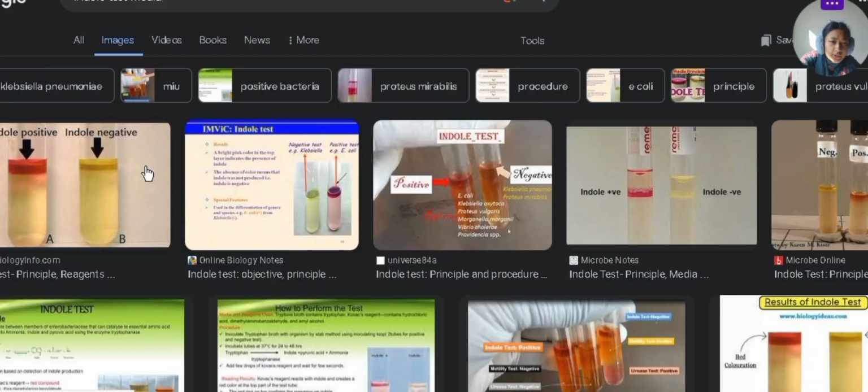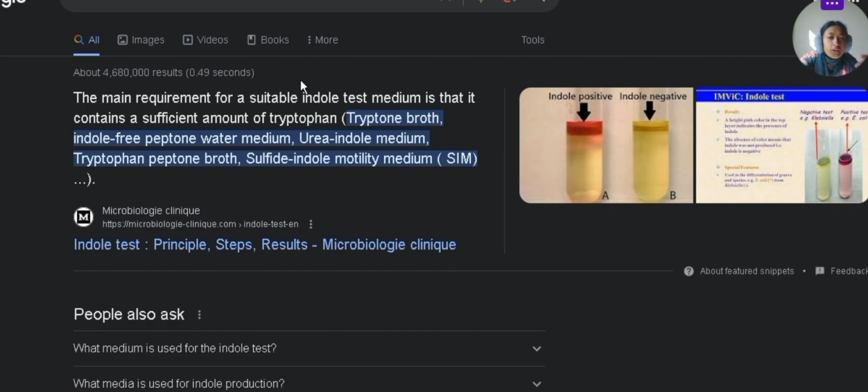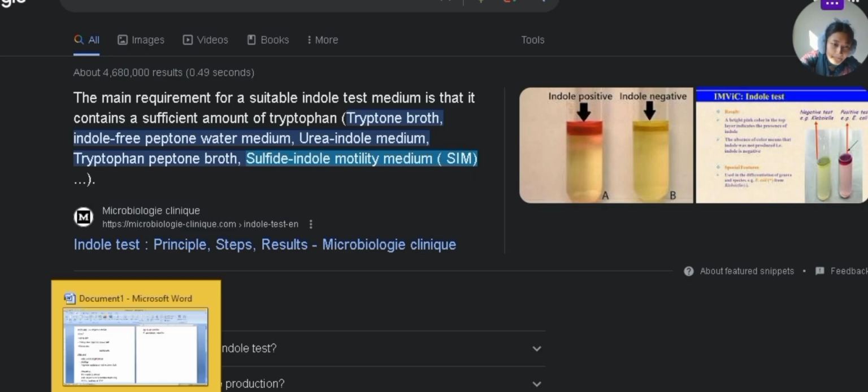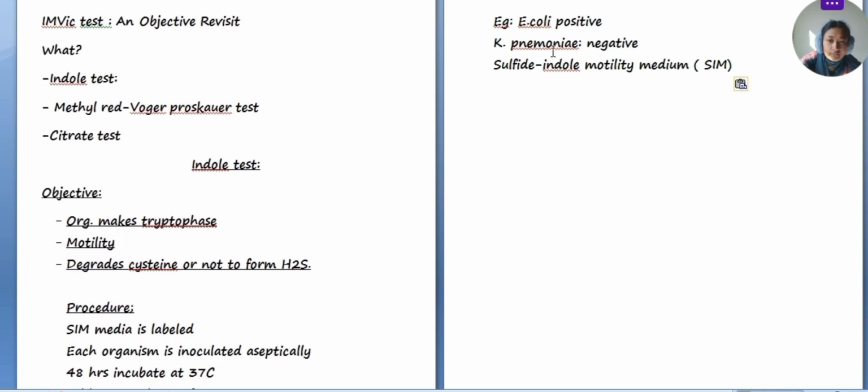We have the SIM media. What is the SIM media? The main requirement for a suitable indole test medium is that it contains a sufficient amount of tryptophan, which includes tryptophan broth, indole-free peptone water medium, urea indole medium, and then we have the sulfide indole motility medium. This is the required media for this given test.